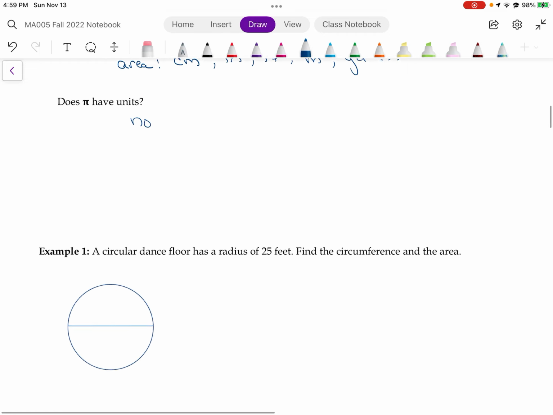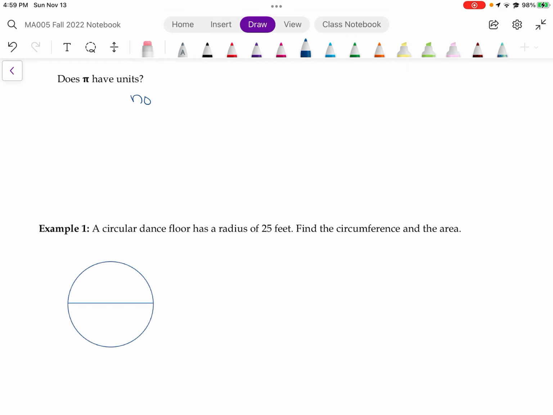A circular dance floor has a radius of 25 feet. Find the circumference and the area. The radius is from the center to the edge. That's r, and it is 25. We are looking for the circumference, which is the distance around the outside, as if you were an ant walking. And the area is the surface area, this whole space in here. So there's a big difference. Make sure you've got the difference between circumference and area.